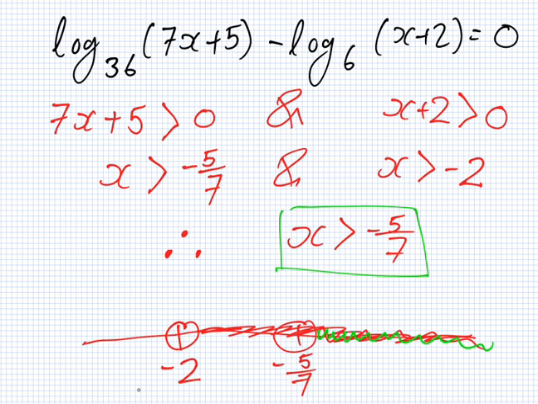That's important because it's possible that you'll get two answers and you need to choose the correct answer. We must choose the answer that's bigger than minus 5 over 7. Okay. Right, so let's have a look at solving this now.